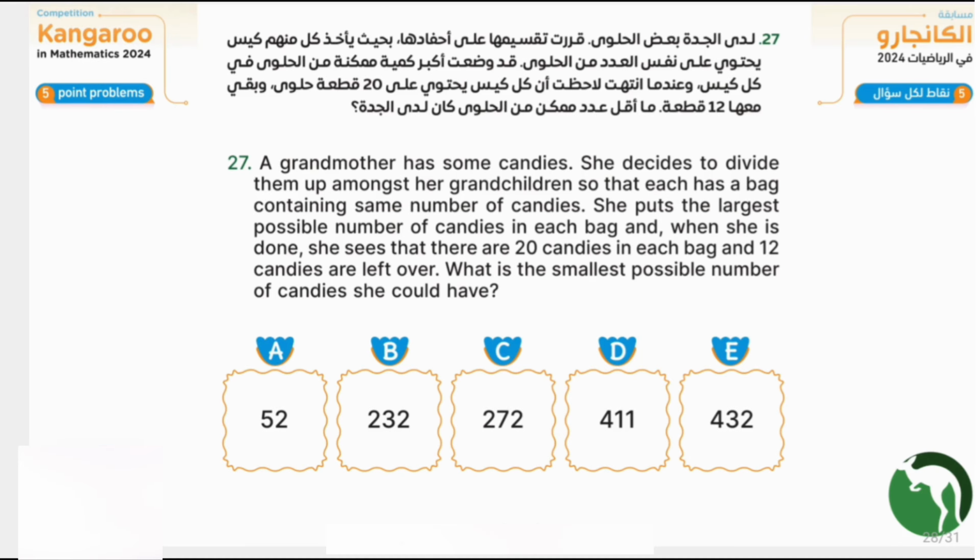Because we have a remainder, the remaining number of candies is 12. So the number of bags should be bigger than 12. And we want the smallest possible number of candies.